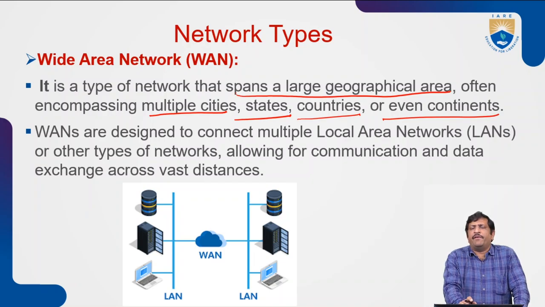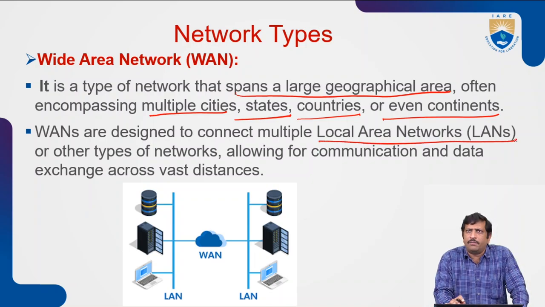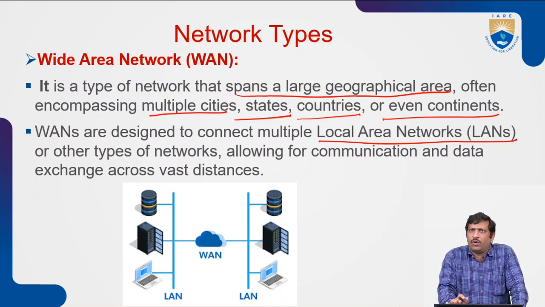Generally, WANs are designed to connect multiple local area networks. By connecting multiple LANs, we can frame the wide area network. That means it is another type of network which allows communication across large geographical areas, any cities, any states, any countries. Data can be exchanged across vast distances.